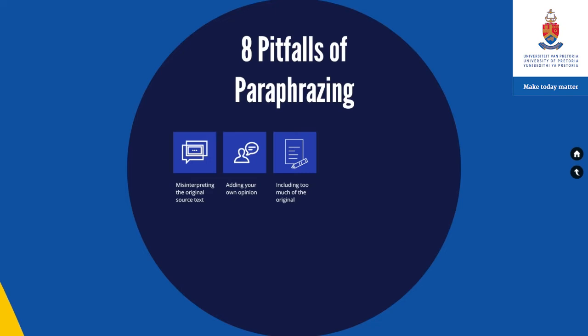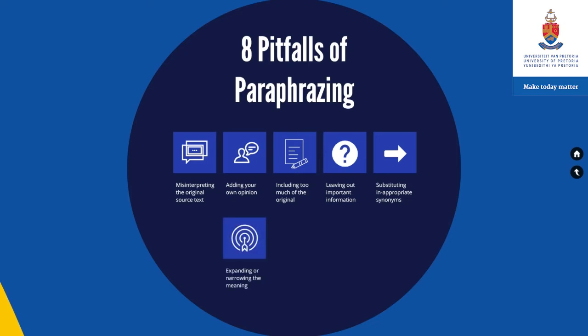The other pitfalls are including too many details or leaving out important information. You always need to strike a balance. Substituting inappropriate synonyms may also change the meaning of the original text. Remember, we mentioned that paraphrasing allows you to simply clarify what the source said. However, while doing so, make sure that you clarify and not expand or narrow the meaning of the original text. Summarizing rather than paraphrasing is another pitfall.